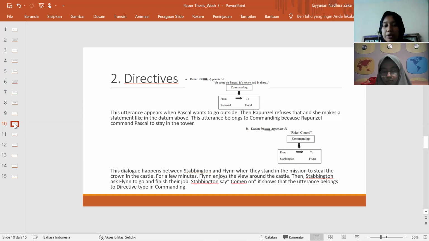This dialogue happens between Stabbington and Flynn when they are on the mission to steal the crown in the castle. For a few minutes, Flynn just walks around the castle. Then Stabbington asks Flynn to go and finish their job. Stabbington says, "Come on." It shows that the utterance belongs to the directive type in command.